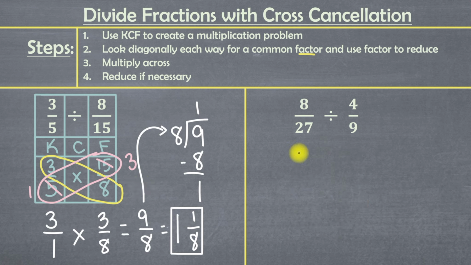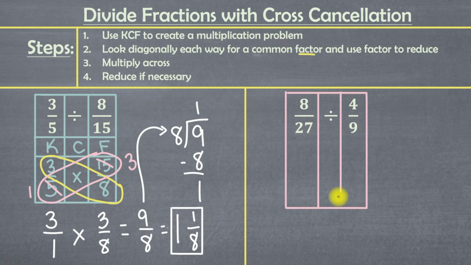All right, on to question 2. So we'll start with step 1, where we have to use a KCF chart to create a multiplication problem. So in KCF, the K stands for keep, which means we'll keep our first fraction, 8 over 27, exactly the way it is. The C stands for change, and what we're changing is our division into multiplication. So let's write our multiplication symbol right here.